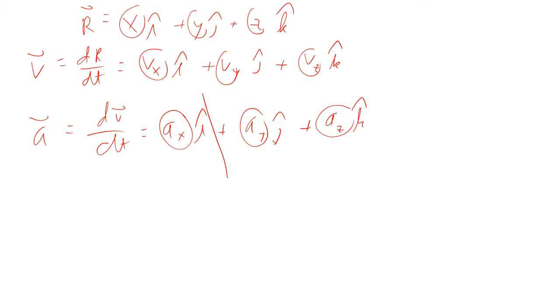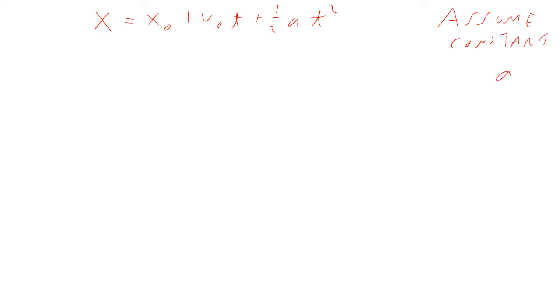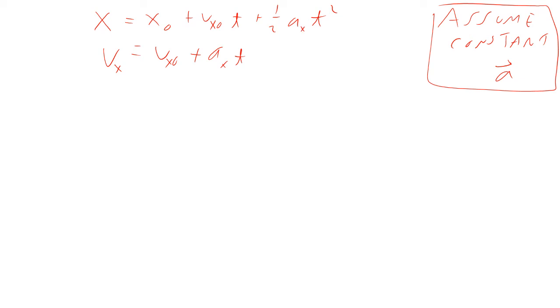So for all the x parts, then we can say, just like before, x equals x naught plus v naught t plus 1/2 a t squared, assuming constant acceleration. And we're going to assume a constant acceleration vector. Okay, so, but the derivative of that, we're going to make these the x's here. So those are all x components. So that's exactly the same as we had before.